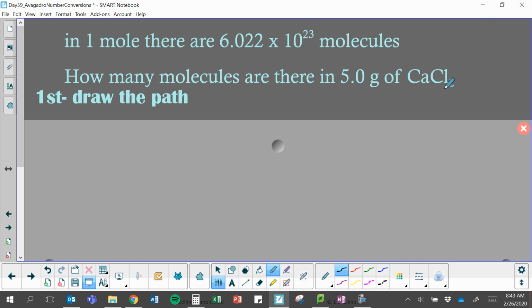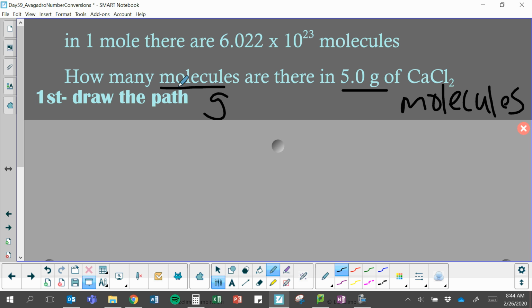grams of calcium chloride. So the first thing that we can do is draw a path. And that can help us to see what to do when we're stuck. So what we're going to do with that is we're going to start with what we're given. We're given grams. And our final thing we want to get to is molecules. So we're going to write molecules here. Note that molecules is different than moles. I know they start with the same couple letters, but they are different.